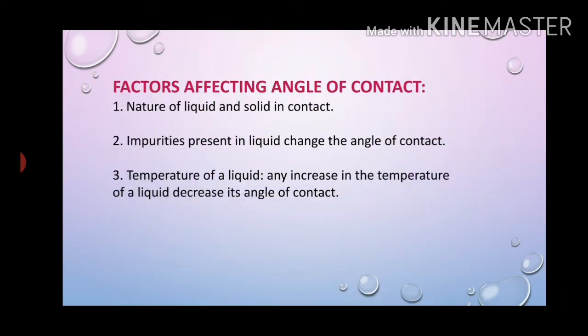Now we have seen the angle of contact. There are some factors which affect the angle of contact. The first one is the nature of liquid and solid in contact. If the nature of the liquid is changed and the solid interface is also changed, then the angle of contact will also change, so it depends on the liquid and solid interface. Then impurities: if you add impurities to the liquid, there will be a change in surface tension and as a result a change in angle of contact. Then temperature.